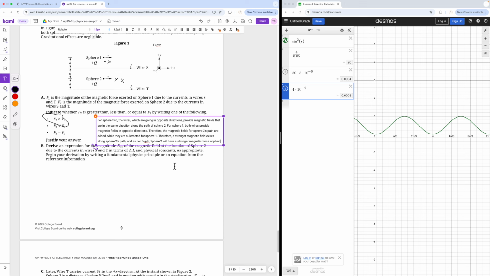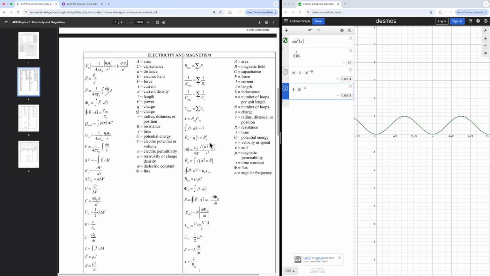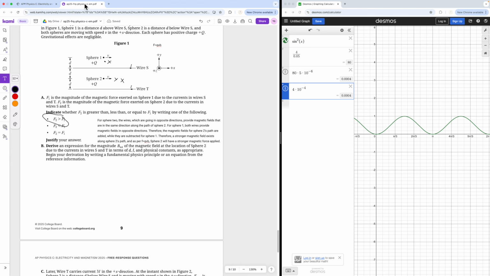Next, derive an expression for the magnetic field B total at the location of sphere 2 due to S and T in terms of d, I, and physical constants. Begin your derivation by writing a fundamental physics principle. Well, the fundamental physics rule I'm going to be using is Ampere's law. So that's going to be somewhere here. There we go. The integral of B dot dL equals mu times I enclosed.